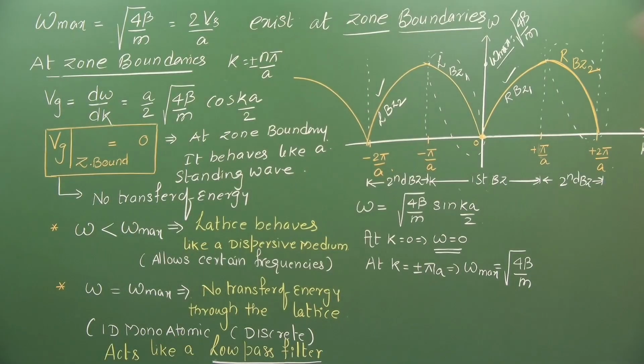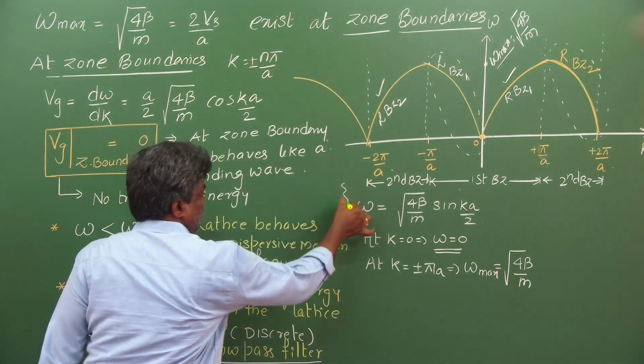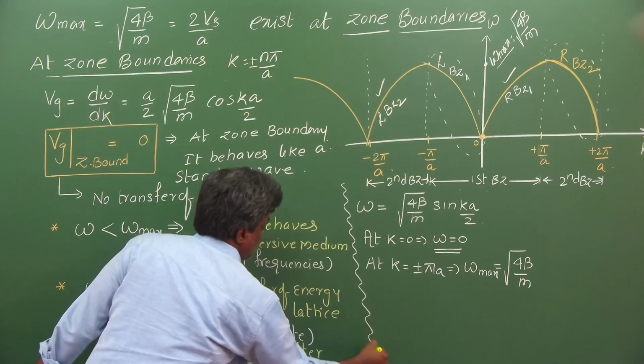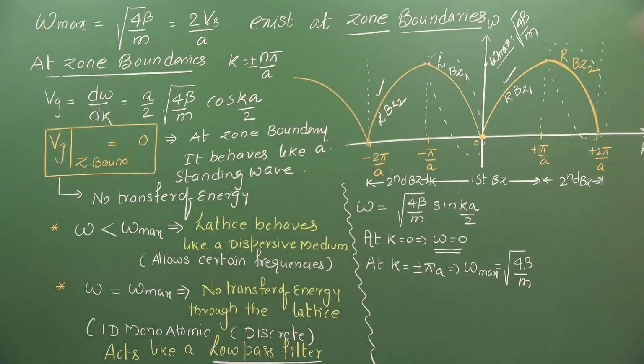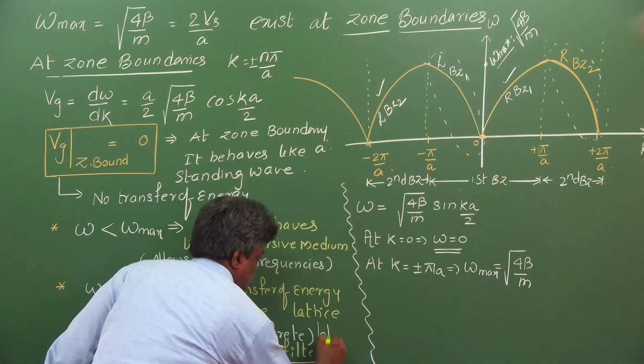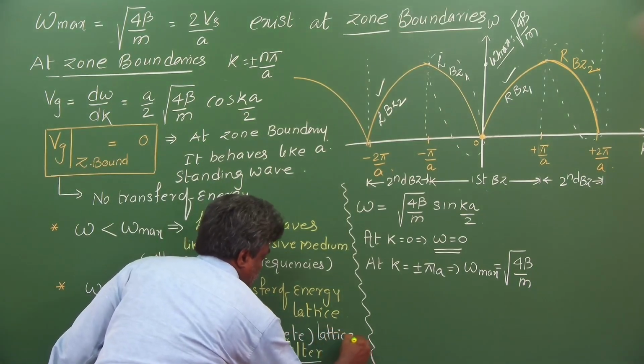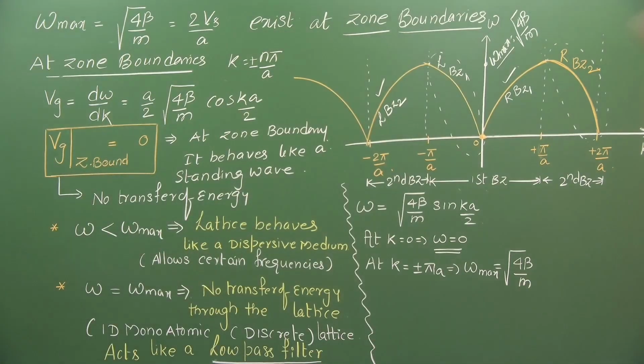So it acts like a low pass filter, and why I have given the reason, you know, just write those points. As omega less than omega max, the lattice behaves like a dispersive medium. It is allowing certain frequencies. But omega equal to omega max, no transfer of energy through the lattice. That is why a 1D monoatomic discrete structure acts like a low pass filter.